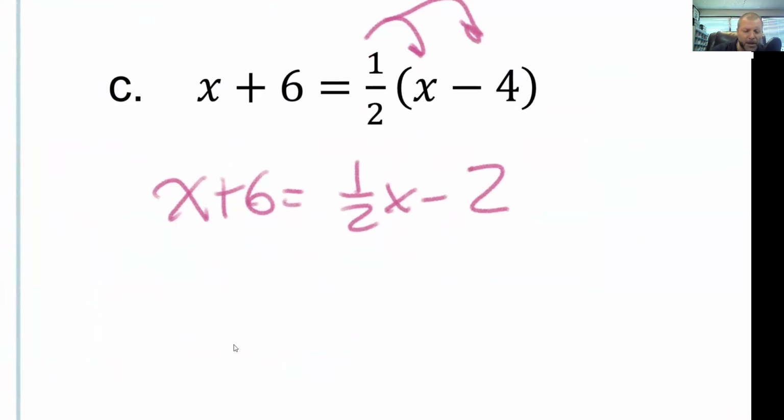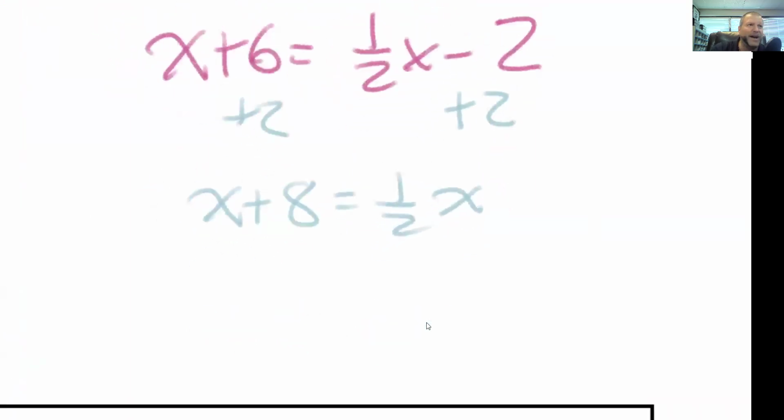Some people are. So before we do anything with the x's, notice that I can move that 2 over to the other side. So I could add 2, I could add 2, right? So x plus 8 equals a half of x. All right, so then one thing we could do, if we multiply one side of the equation by something, we got to do it to the other.